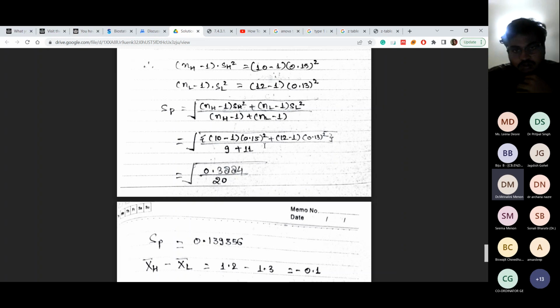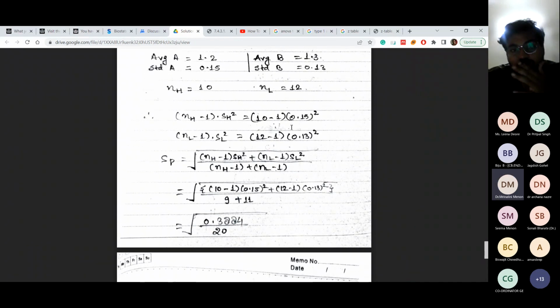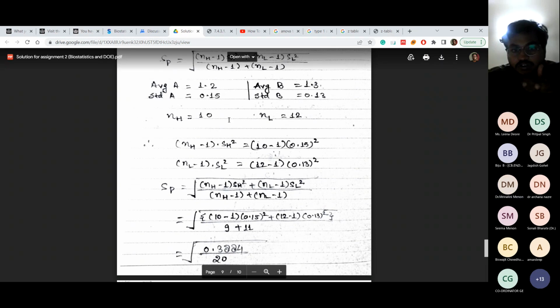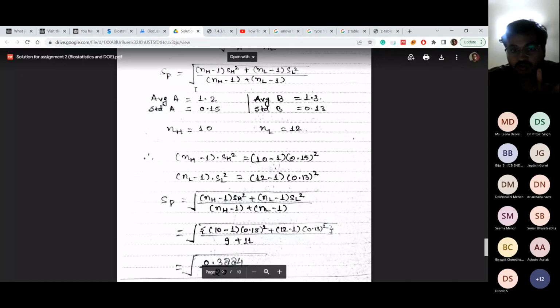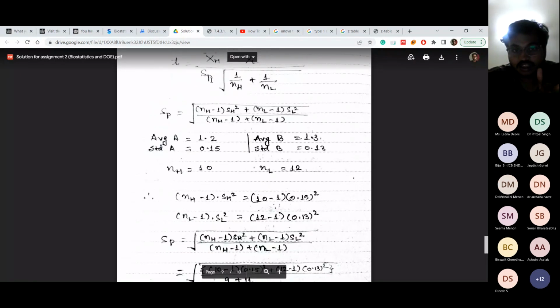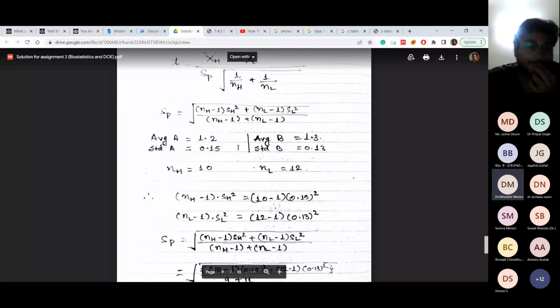I took it to mean the higher under N and the higher corresponding to X bar. So, if I am understanding you correctly, you used XH as the higher mean, that is 1.3, and NH as the higher standard deviation, which is 0.15. Yes, and then NH. Okay.